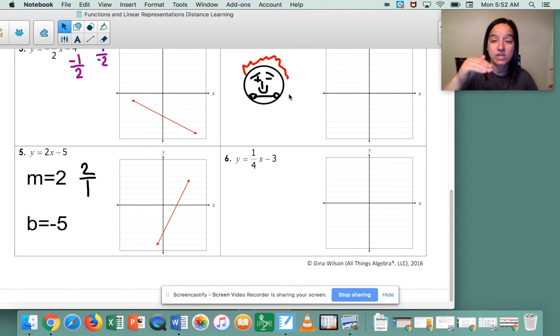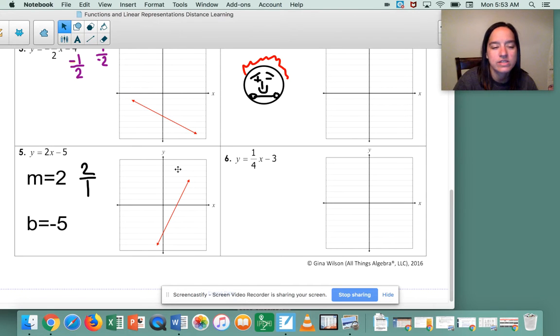I count up 2 over 1, put a dot. Up 2 over 1, put a dot. Up 2 over 1, put a dot. And then I connected my dots and I got my line on the graph.